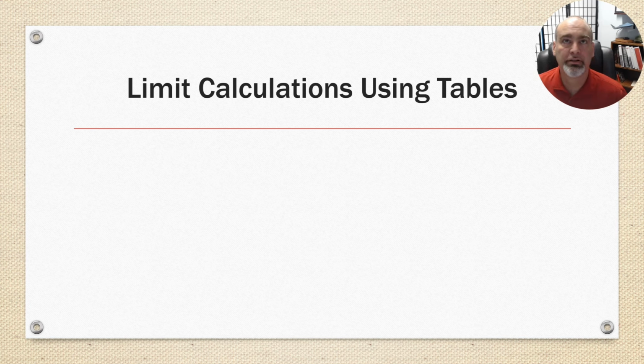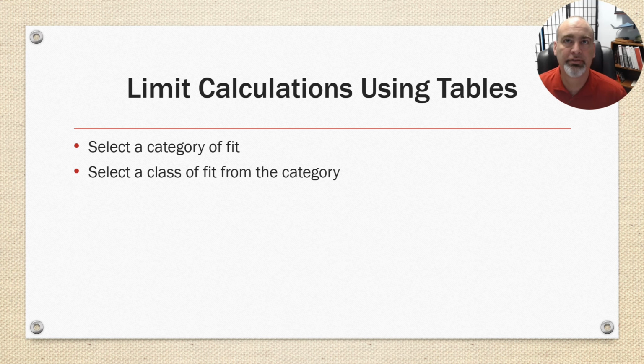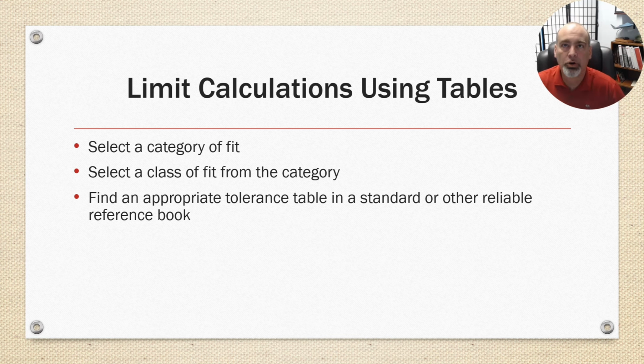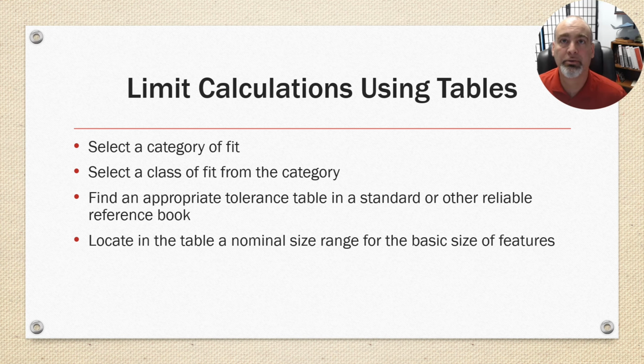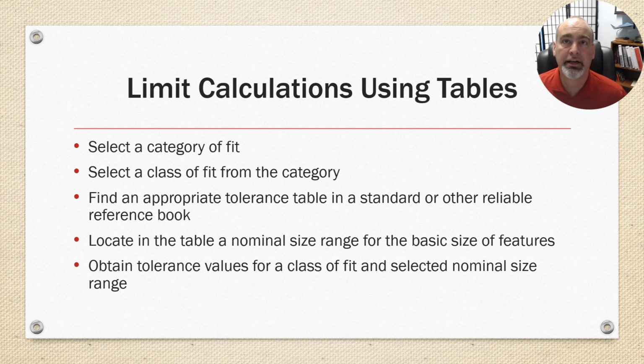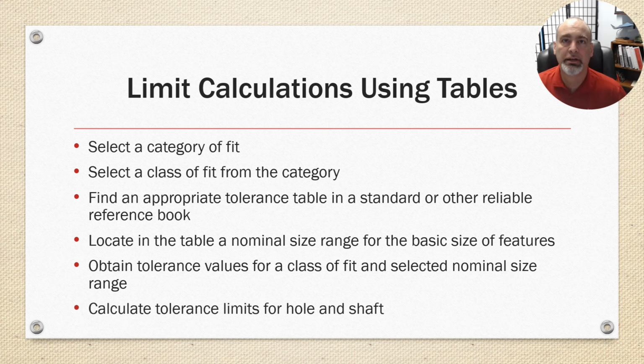Okay, limit calculations using tables. Select the category of fit first, then select the class of fit from the category. So how much fit tolerance you want. Then you find the appropriate table in the standard or a reliable reference book, which would be the Machinery's Handbook, and locate in the table the nominal size range, or basic size, of the features you're designing. And you can obtain the tolerance values for that class of fit and select a nominal size range based off the table. And then you calculate the tolerance limits for the hole and the shaft.